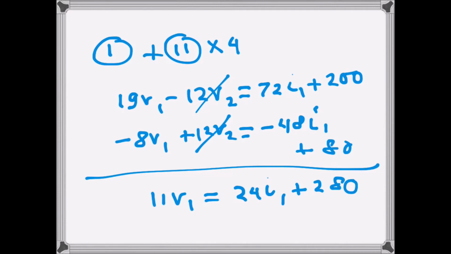Now I haven't talked about it earlier, but there are two simultaneous equations, and it may seem that there are three variables, but actually not, because I1 can be written in terms of V1. So basically the two unknowns are V1 and V2.